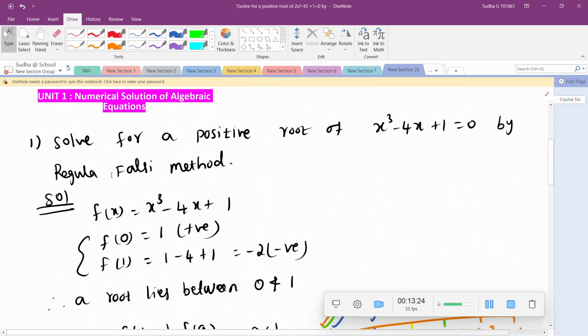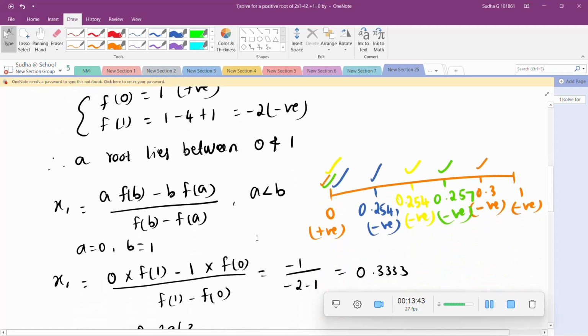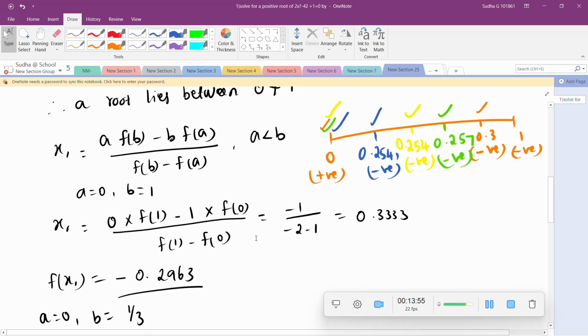So if you get any problem in regular falsi method, first you should write the given function. Instead of x, you have to substitute 0, 1, 2, 3. When it will change the sign, then you have to stop the process. Then you should find out the roots. Here, when you are substituting 0 and 1, we are getting alternative sign. So therefore, your root lies between 0 and 1. Next write the regular falsi formula, and here the condition A less than B. Likewise, you have to choose A and B values. You have to substitute everything in the formula. Simplify, we'll get the x1 value.